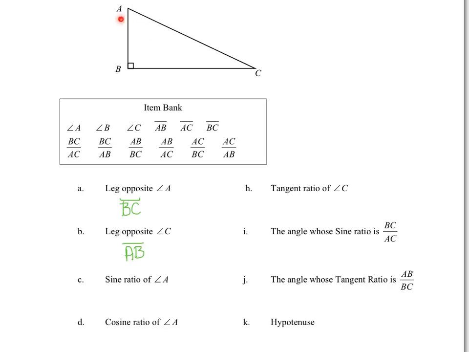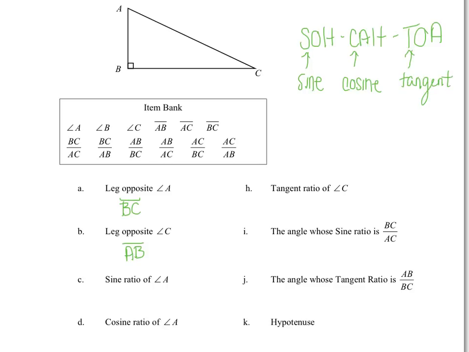The sine ratio of angle A. So angle A is here. Sine ratio is the opposite over the hypotenuse. Remember, we have SOHCAHTOA, which tells us the sine is opposite over hypotenuse, cosine, which is the adjacent over the hypotenuse, and tangent, which is the opposite over the adjacent. So my sine ratio is going to be BC over AC.